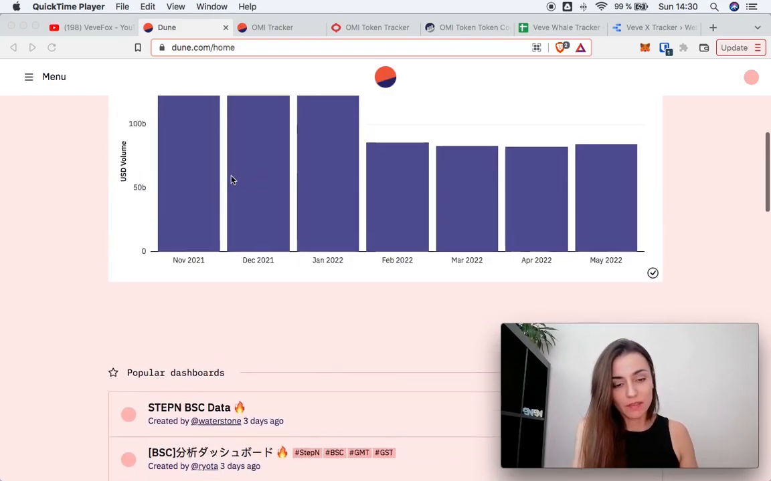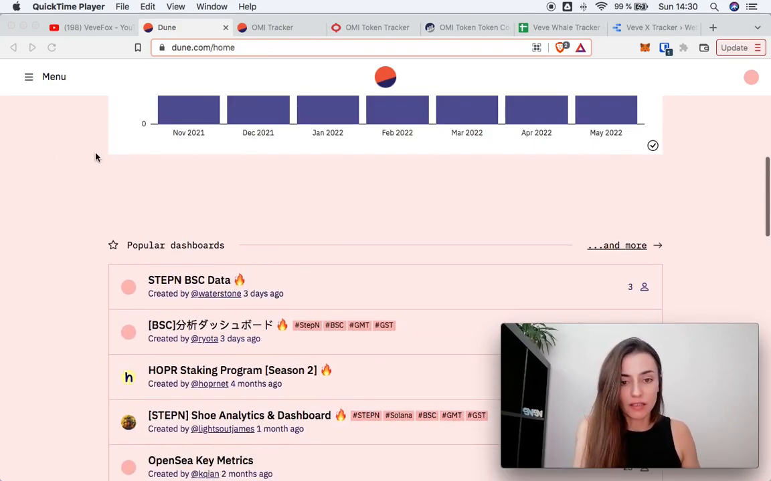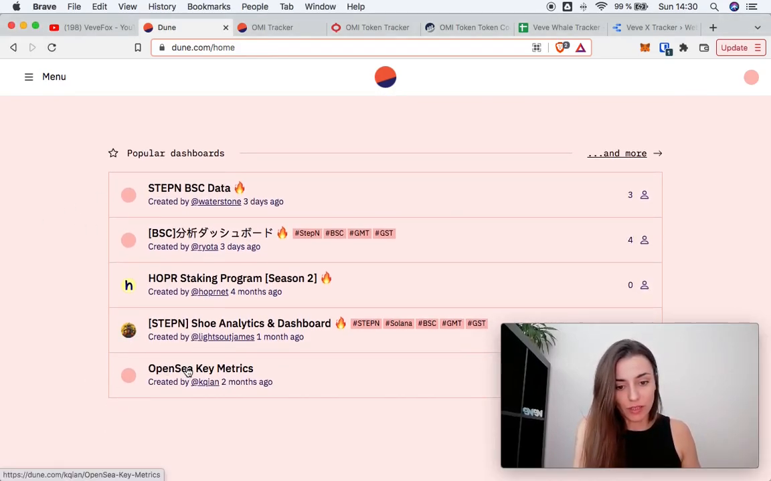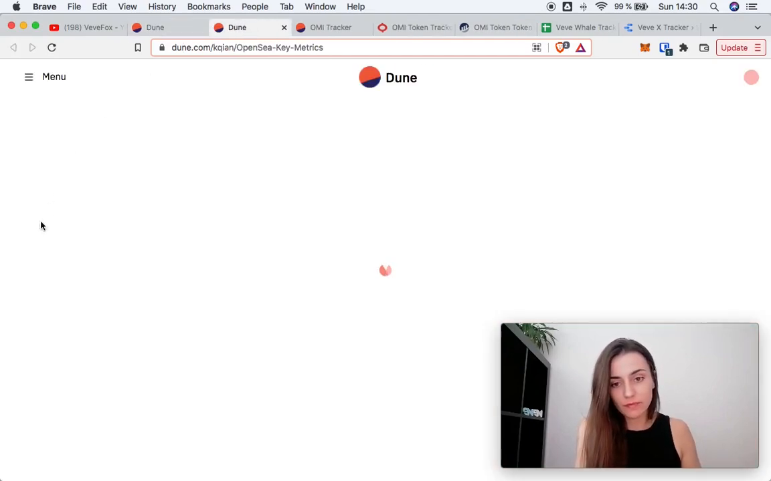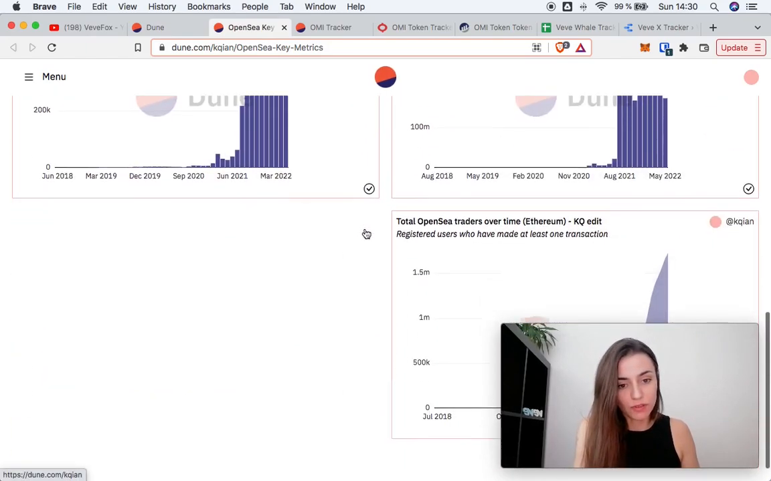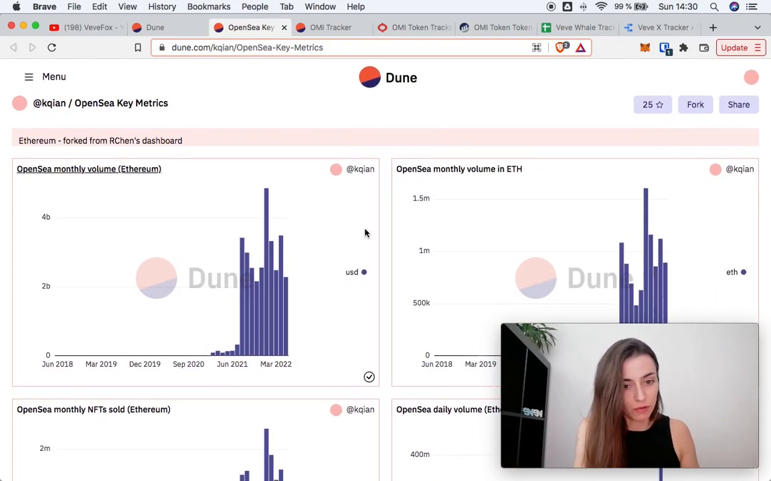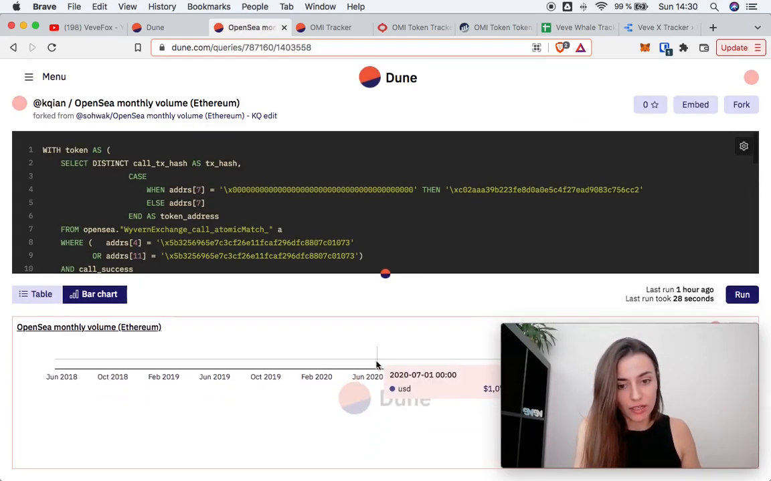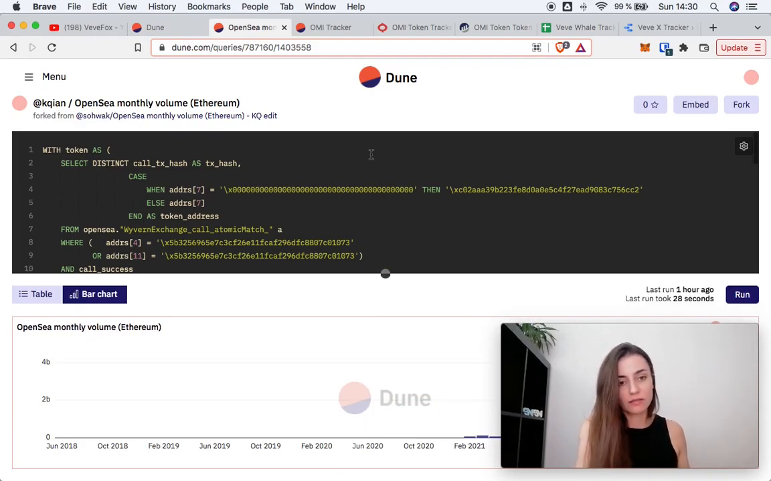So, for example, this is the main page, and here there are the most popular dashboards at the moment. For example, you can have a look at the OpenSea key metrics, and then you'll see someone has made this dashboard with these couple of charts. Then you can even look at the query behind the chart, and you can copy the query, modify it, and then query your own data.